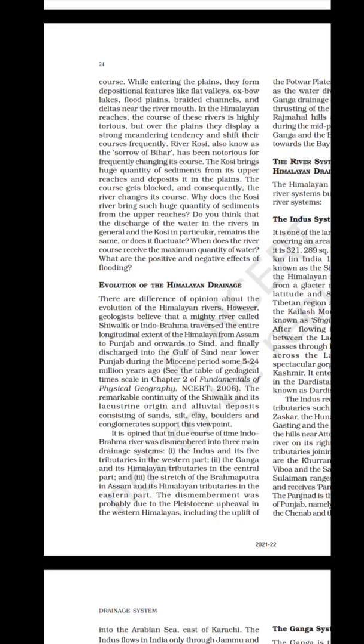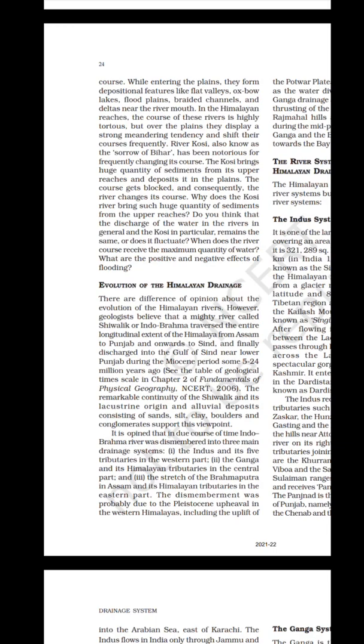The remarkable continuity of the Shivalik and its lacustrine origin and alluvial deposits consisting of sands, silt, clay, boulders, and conglomerates support this viewpoint. It is opined that in due course of time, the Indo-Brahm River was dismembered into three main drainage systems: the Indus and its five tributaries in the western part, the Ganga and its Himalayan tributaries in the central part, and the stretch of the Brahmaputra in Assam and its Himalayan tributaries in the eastern part.